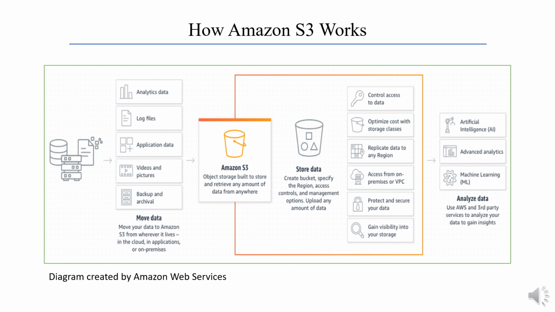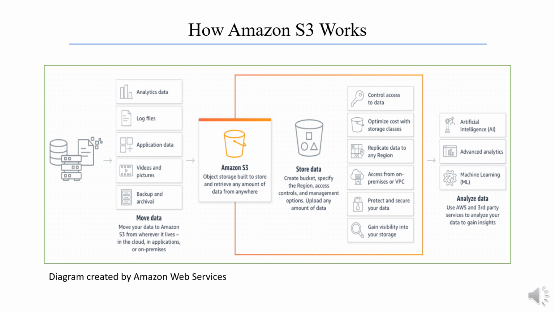The second section has an illustration of an empty bucket. The second section is titled Amazon S3. The second section says, object storage built to store and retrieve any amount of data from anywhere. The second section has more text under the heading Store Data. The text says, create bucket, specify the region, access controls, and management options. Upload any amount of data. A nearby illustration shows a bucket that contains a square, a circle, and a triangle.